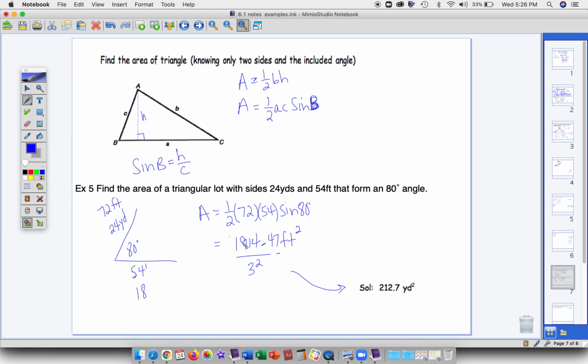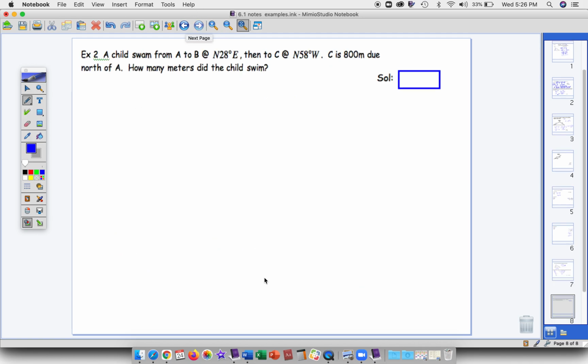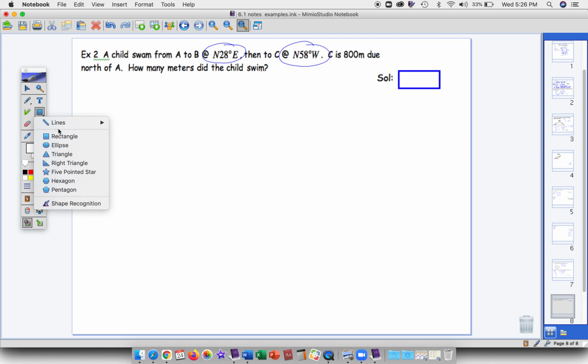Okay, so if you've already done the problem and you need to convert, just remember if you have square units, you have to square that conversion factor. Okay, the bearings. The bearings are back. We're going to be using these to solve problems.